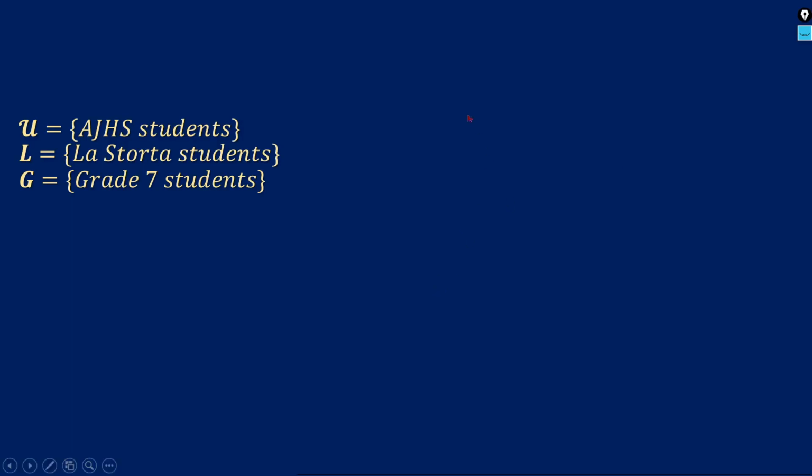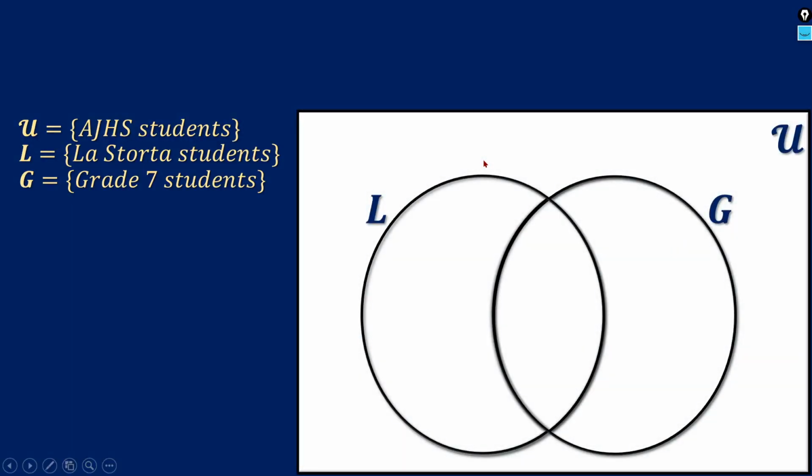So, pag dinrawing natin yung Venn diagram niyan, dapat ganito itsura, no? Two intersecting loops named L and G. Okay? Again, L ay Las Tortas students and G ay grade 7 students.